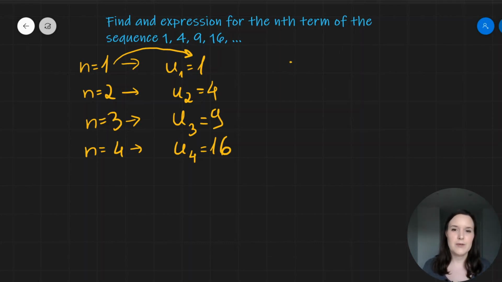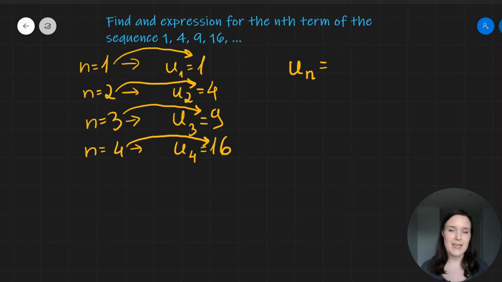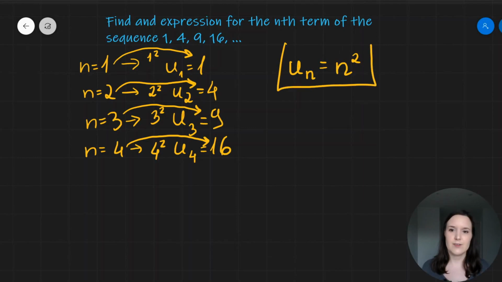So I need a formula which will turn 1 into 1, 2 into 4, 3 into 9, and 4 into 16. Again, I just have to try to match a relation. I think I have it. 1 squared is 1, 2 squared is 4, 3 squared is 9, and 4 squared is 16. So n squared is the formula for this sequence.